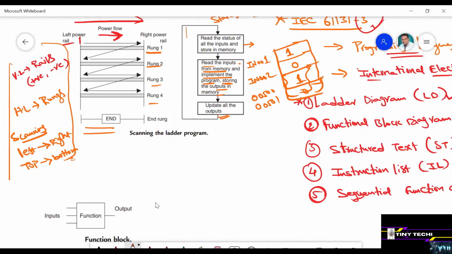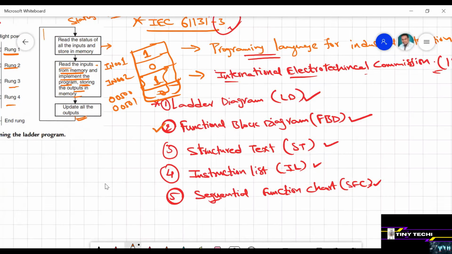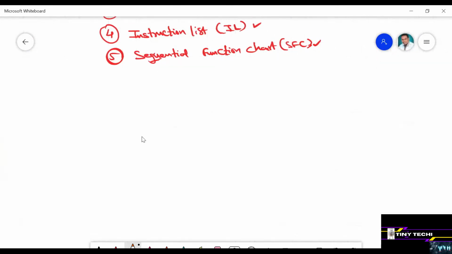Now we are going to discuss the functional block diagram, called FBD. Before discussing it, we should know what FBD means. FBD means functional block diagram, which is used for the implementation of PLC programs in terms of graphical blocks.